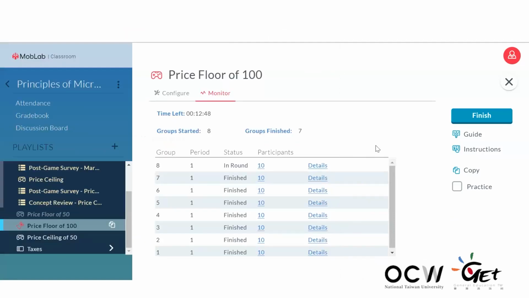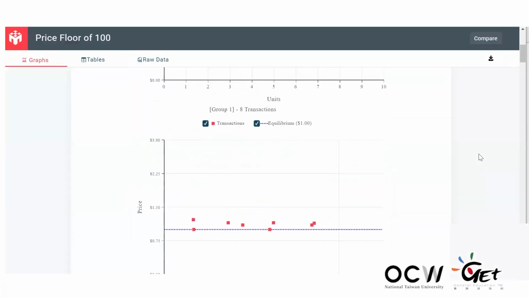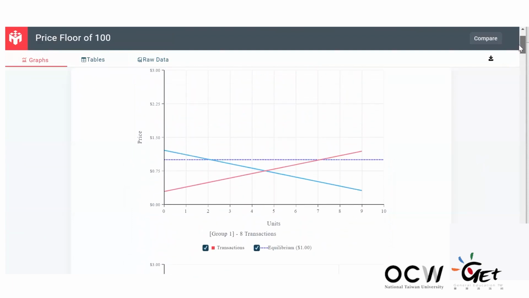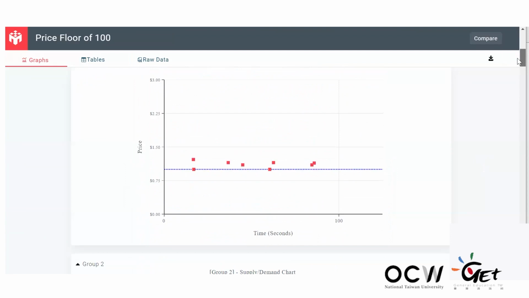Okay, I see most of you have finished, so let's take a look and show the results. So what happened this time? Well, now we have the problem that the price floor is binding. You cannot trade below 100. What that means is that you would have a shortage.